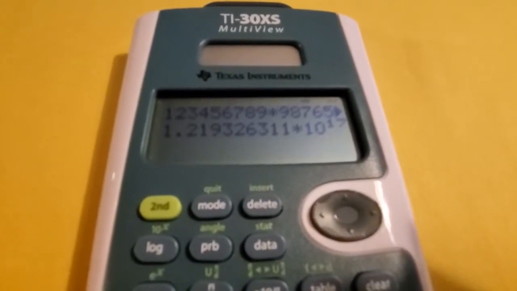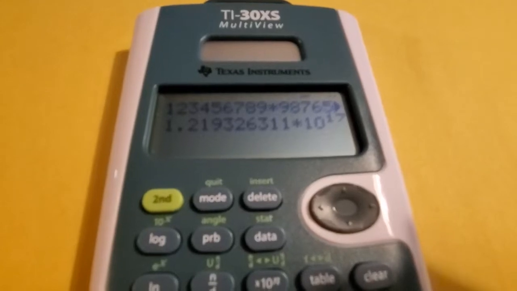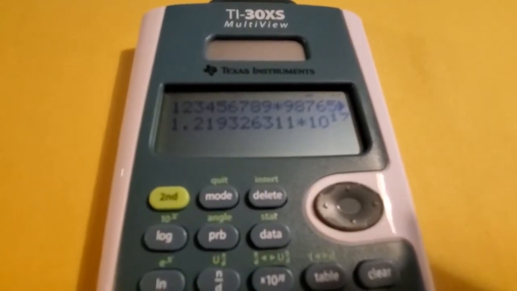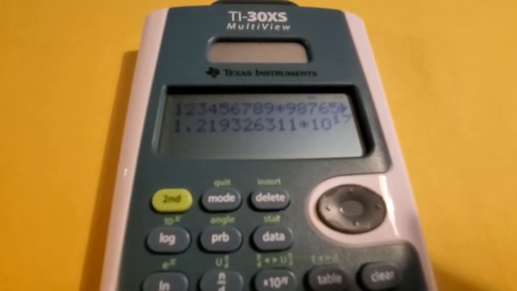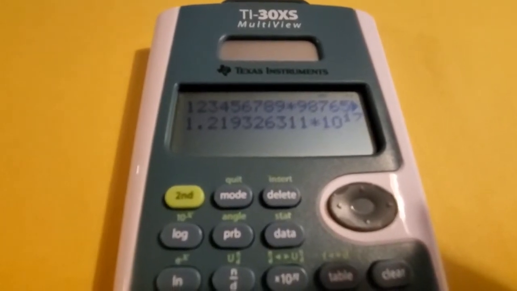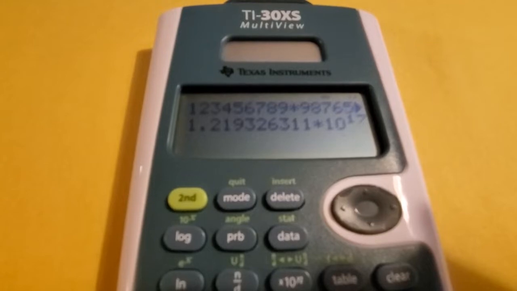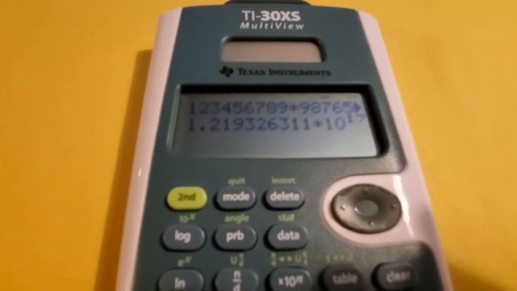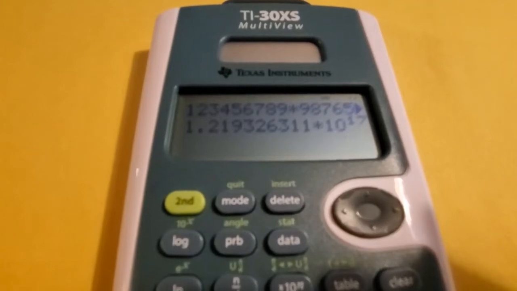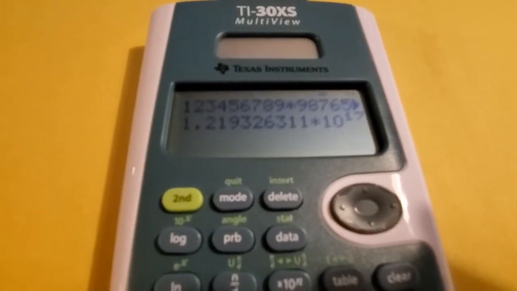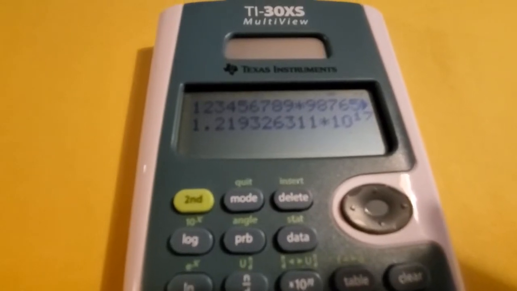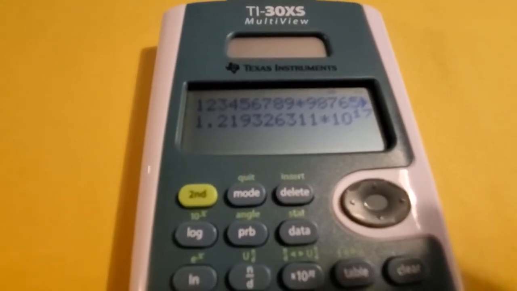1.219326311. And then see that little star? This calculator is using the star to represent multiplication. So that means times 10 to the 17. So this calculator is showing us scientific notation, pretty much how we would write it, except it's using that star instead of the X that we're used to seeing. If you were writing this out on paper, you would use the normal X for your times. You wouldn't write down that star. It's just the symbol this calculator chose to use.